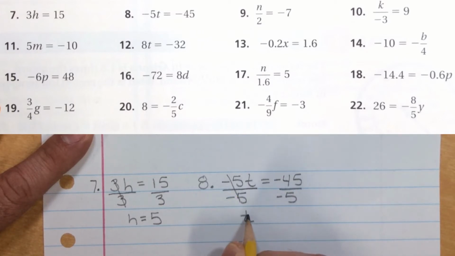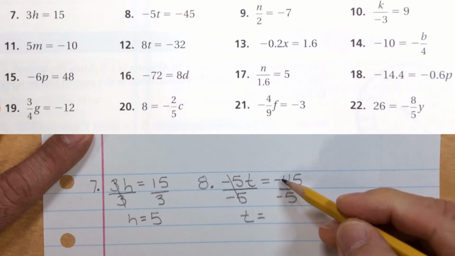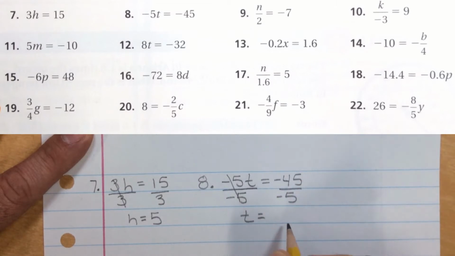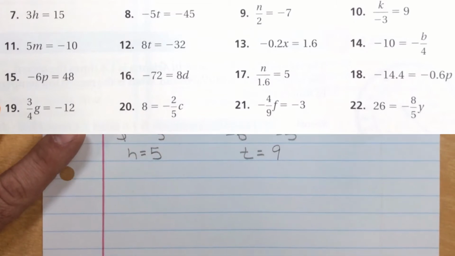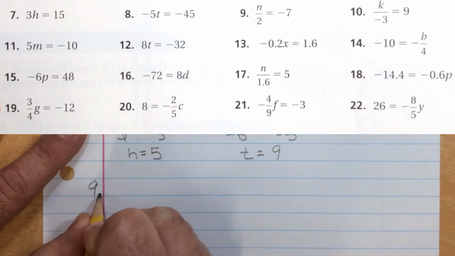Those will give us t on this side, and now I have negative 45 divided by negative 5. A negative divided by a negative is a positive, and 45 divided by 5 is 9. So t equals 9. Number 9.